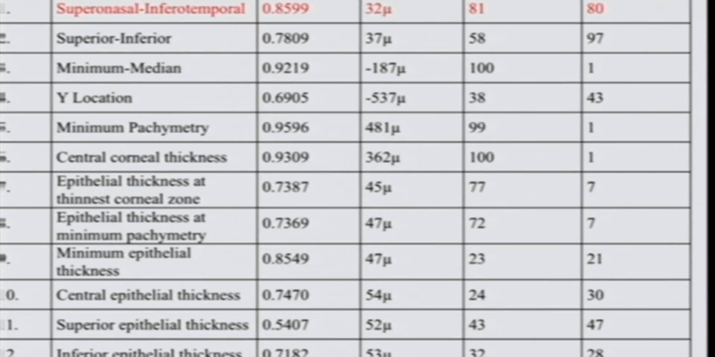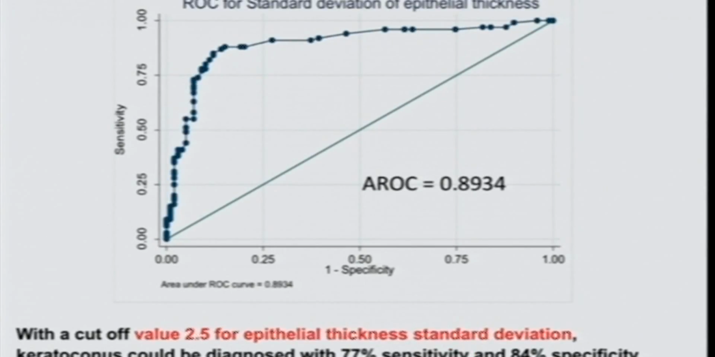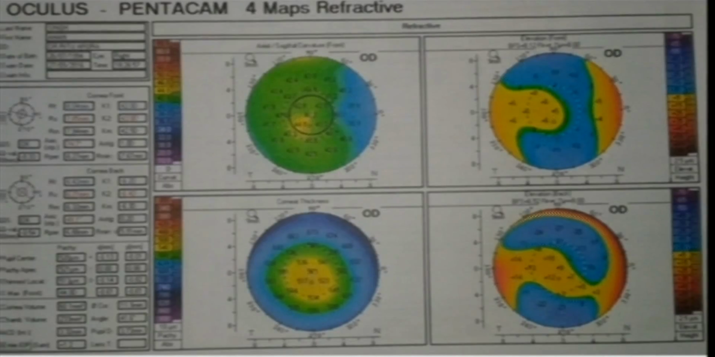The superonasal inferotemporal pachymetric difference and the standard deviation of epithelial thickness had good area under the curve with clinically significant cutoff values obtained using the Youden's index. Using a cutoff value of 32 micron for superonasal inferotemporal pachymetric difference, keratoconus could be diagnosed with 75% sensitivity and 80% specificity, and a cutoff value of 2.5 for epithelial thickness standard deviation diagnosed keratoconus with 77% sensitivity and 84% specificity. I would now like to briefly run you through a few of our representative cases.